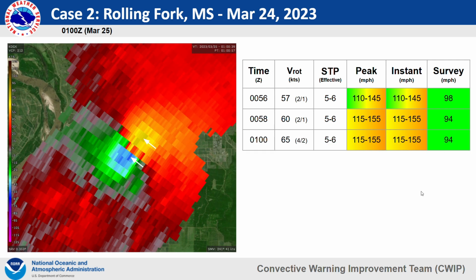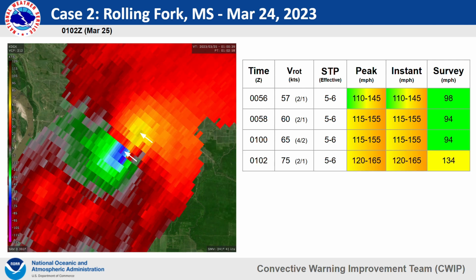And even the same at 1Z, we're at 65 knots. And the peak and instantaneous velocity estimates are still way lower than the survey. And this is primarily a function of the tornado occurring over rural areas, one of those overestimates we're possibly going to see for tornadoes. Now, the tornado afterwards starts moving into more of a populated area.